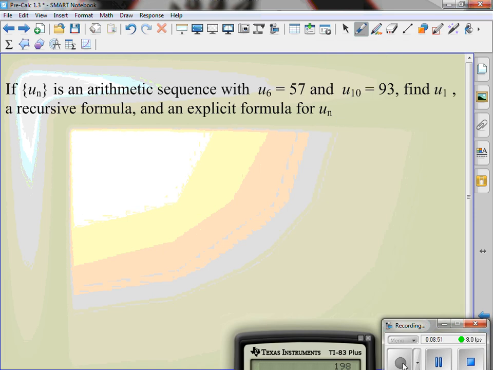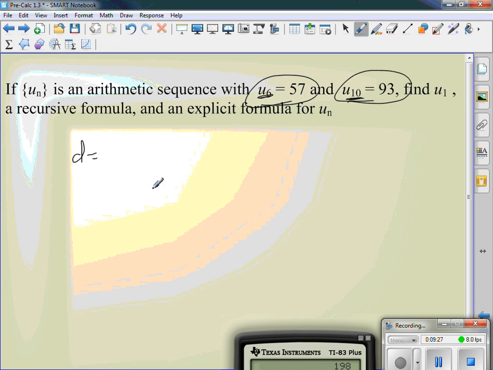If the sequence u sub n is an arithmetic sequence with u sub 6 equals 57 and u sub 10 equals 93, we want to find u sub 1, the recursive formula, and the explicit formula for u sub n. I know u sub 6 is 57 and u sub 10 is 93. What do you notice about these? They're not right next to each other.